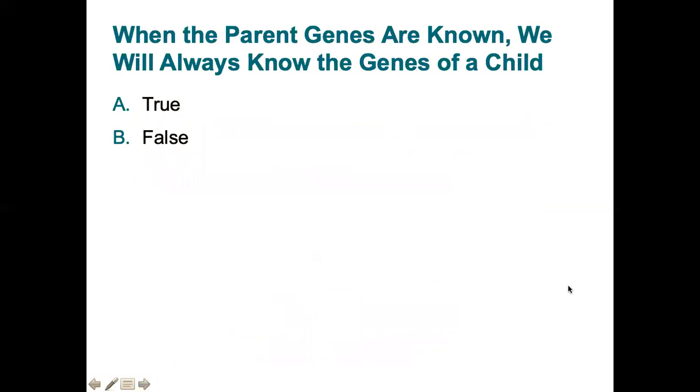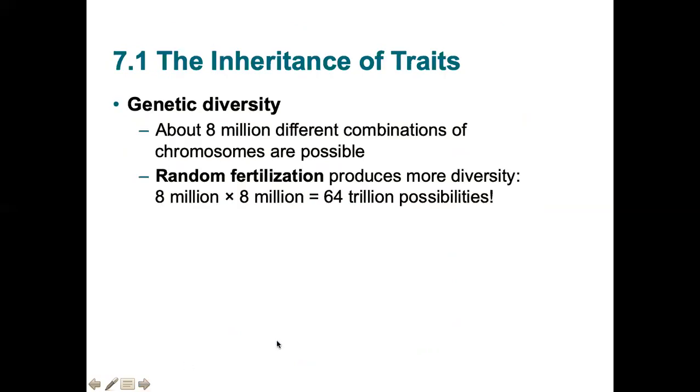So, when the parents' genes are known, we will always know the genes of a child. Remember, I cautioned you, if you ever see the word always in a true false question, it's false. Unless it's a known scientific fact, like what goes up will always come down, right? Well, even that won't work unless you're in space. Anyway, all right, focus. So we have a lot of genetic diversity. There's about 8 million different combinations, and then once you end up with random fertilization, remember those two gametes have to meet, you end up with trillions of different possibilities.